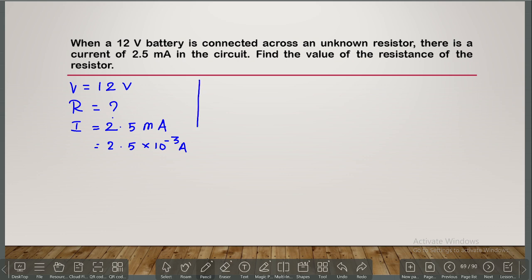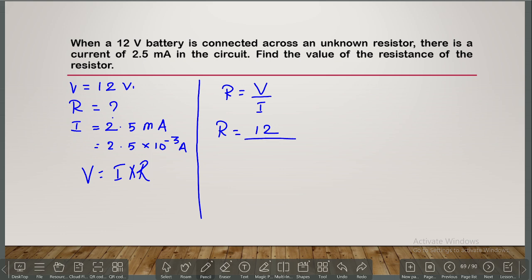Now, what are we going to find? Basic formula, V is equal to I into R. If you need R, the formula is rearranged as R is equal to V by I. So now R is equal to, what is the value of V? 12, by, what is the value of I?